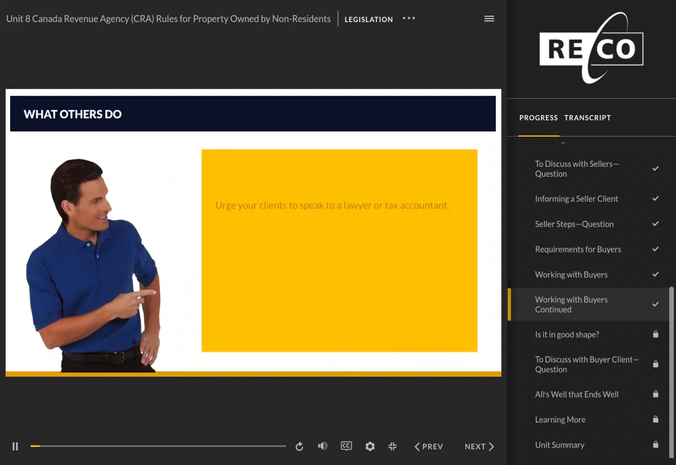In addition to any steps you take, you must also urge your buyer clients to speak to a lawyer, ideally a tax lawyer or another tax specialist. This may be the best person equipped to do the necessary research and carry out inquiries about the seller's tax status. The lawyer should review the APS and may suggest adding a clause on a 25% holdback as a measure of protection for the buyer.